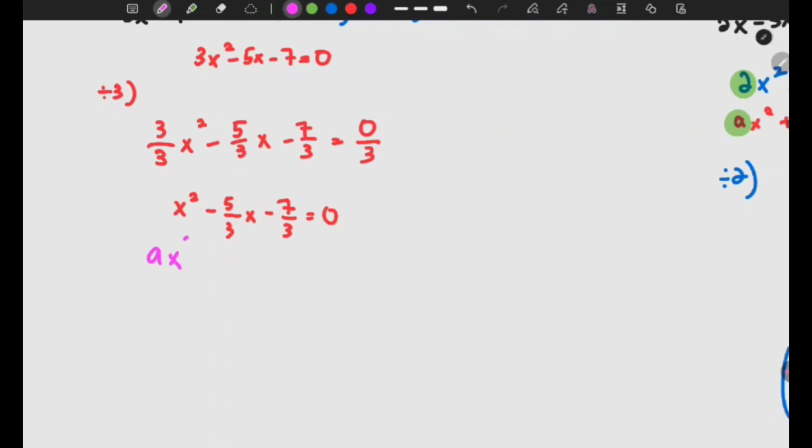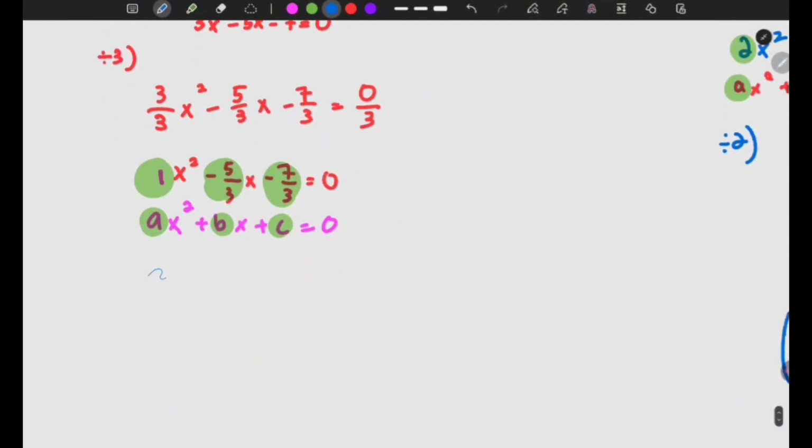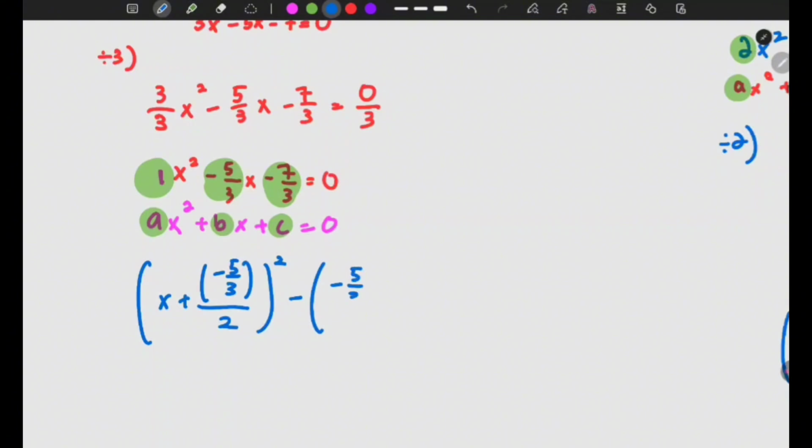And now put inside the formula x plus, what's your b? Negative 5 over 3 over the 2 and the square, minus negative 5 over 3, and don't forget b over 2, so over 2, don't forget, plus the c is negative 7 over 3, and equals to 0. And here all you need to do is press your calculator. After this, the work is given to the calculator, so don't have to worry. So press in your calculator.